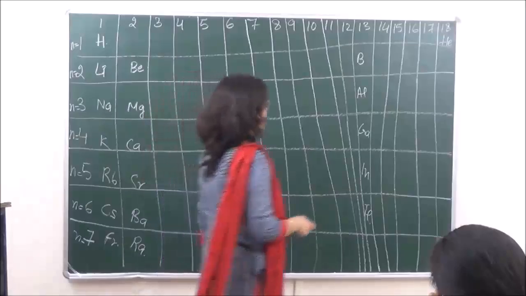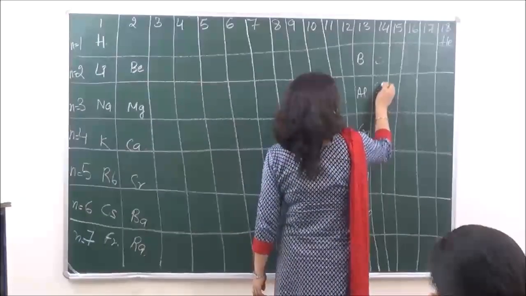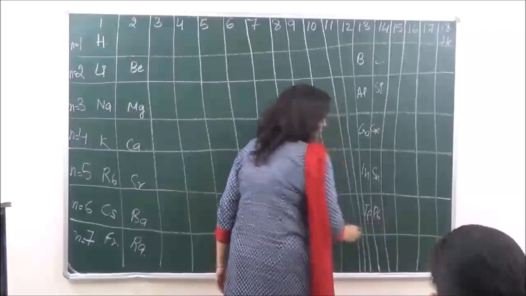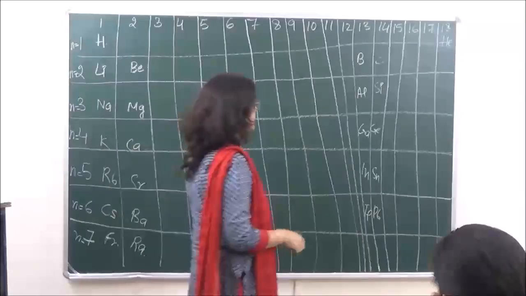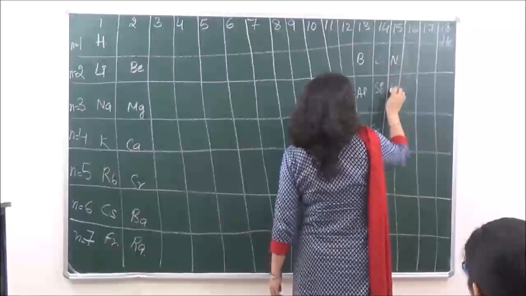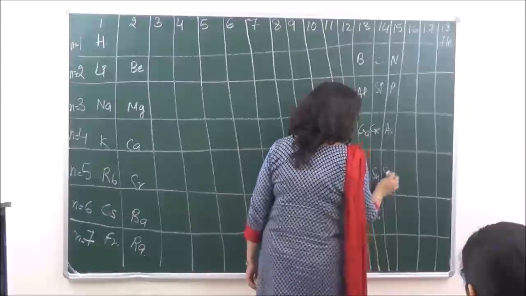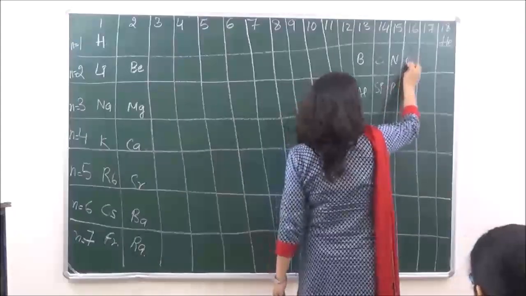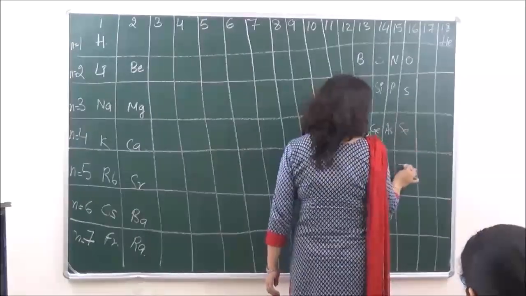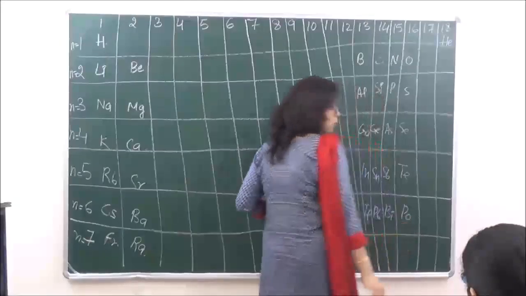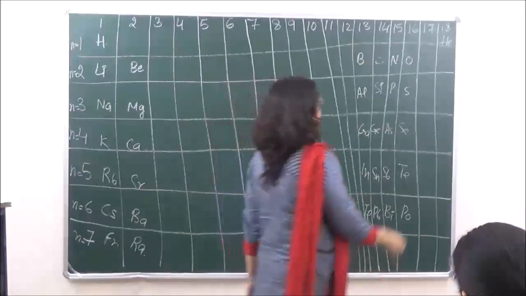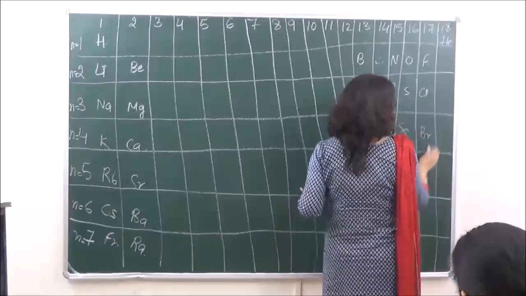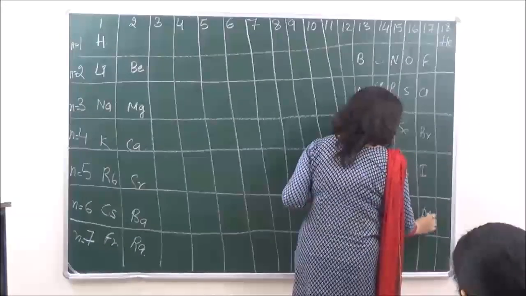Okay. Then group 14 consists of carbon, silicon, germanium, tin and lead. Right? Then group 15 consists of nitrogen, phosphorus, arsenic, antimony, bismuth. Then 16 consists of oxygen, sulfur, selenium, tellurium and polonium. Right? Then 17 consists of fluorine, chlorine, bromine, iodine and astatine.